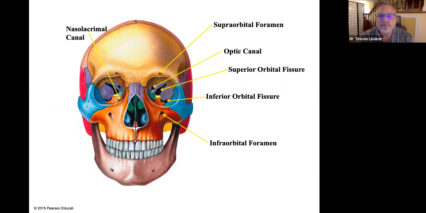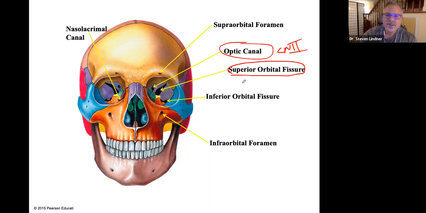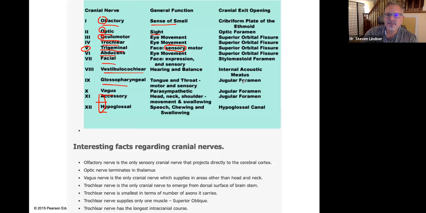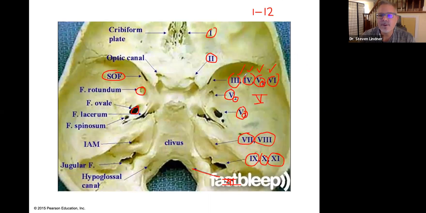In the orbit, there's an optic canal, and the optic canal is where cranial nerve 2, the optic nerve, travels through. And then we have the superior orbital fissure, which is where we're going to have cranial nerves 3, 4, 5, and 6. That's going to go through the superior orbital fissure right there.